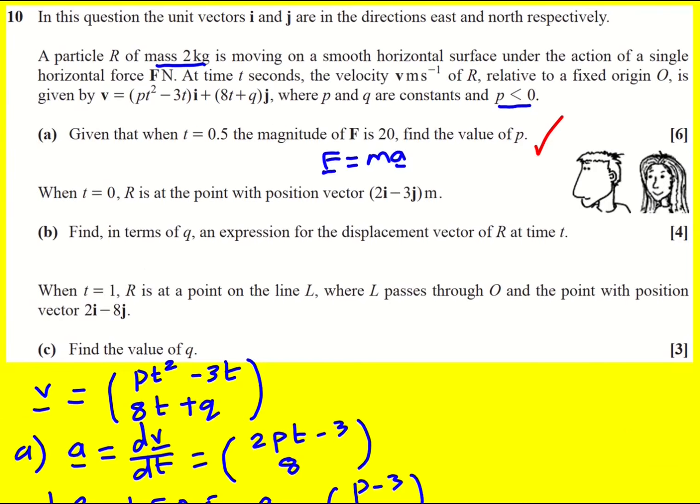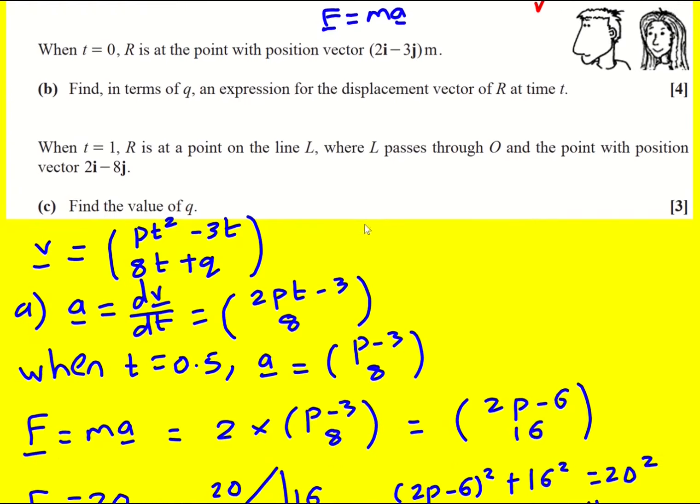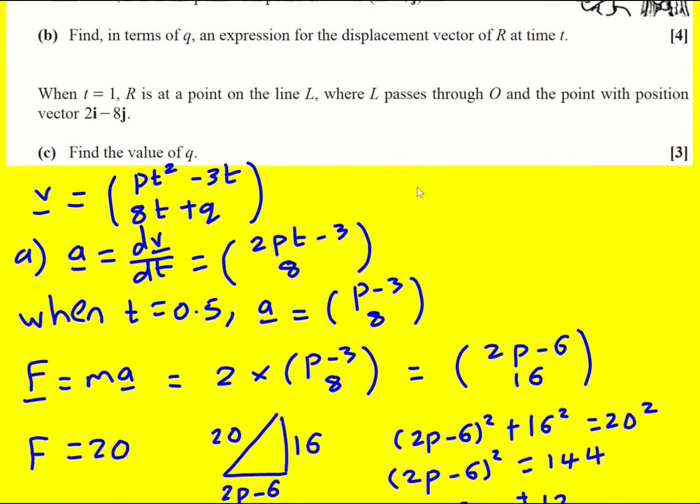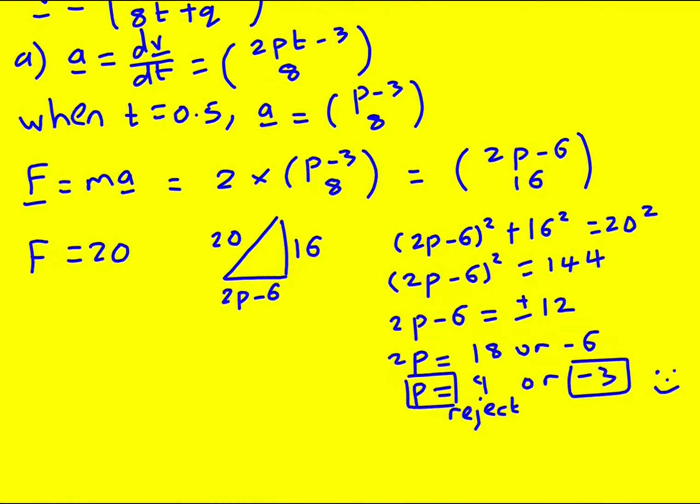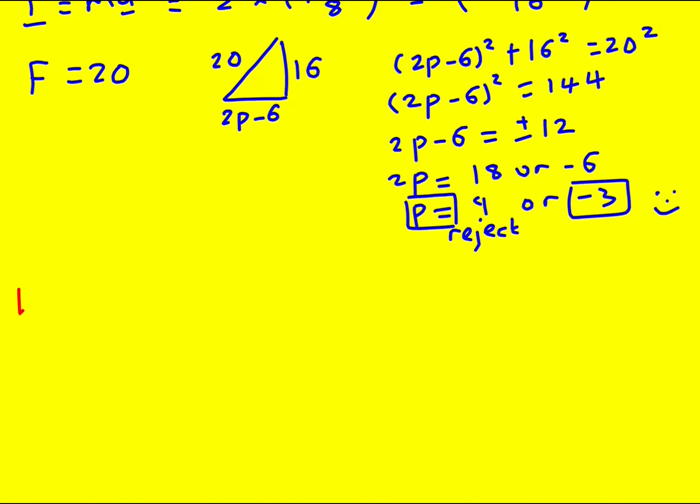When t is 0, r is at the point, that's the particle, with position vector 2i minus 3j. Find, in terms of q, an expression for the displacement vector of r at time t. Right, I might have to scroll back up in a minute, but I'm just going to get a diagram down. So I've got an origin, and I've got my position of the particle, and I've got this position vector.